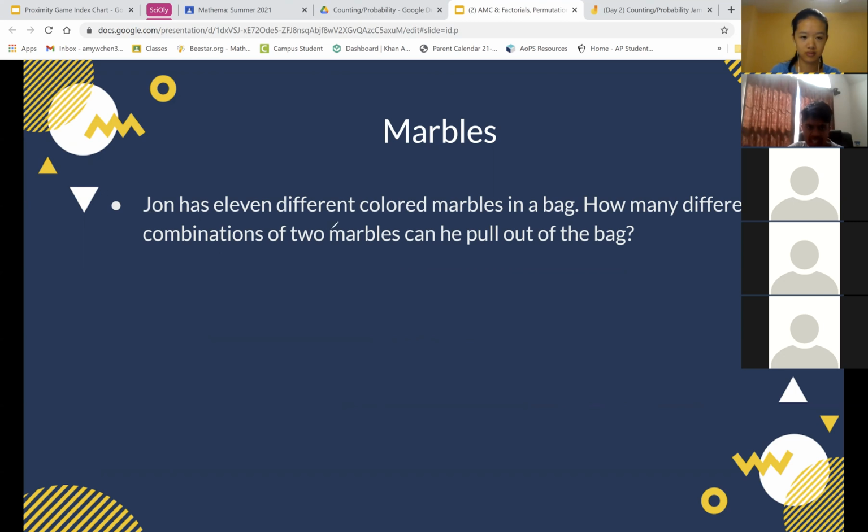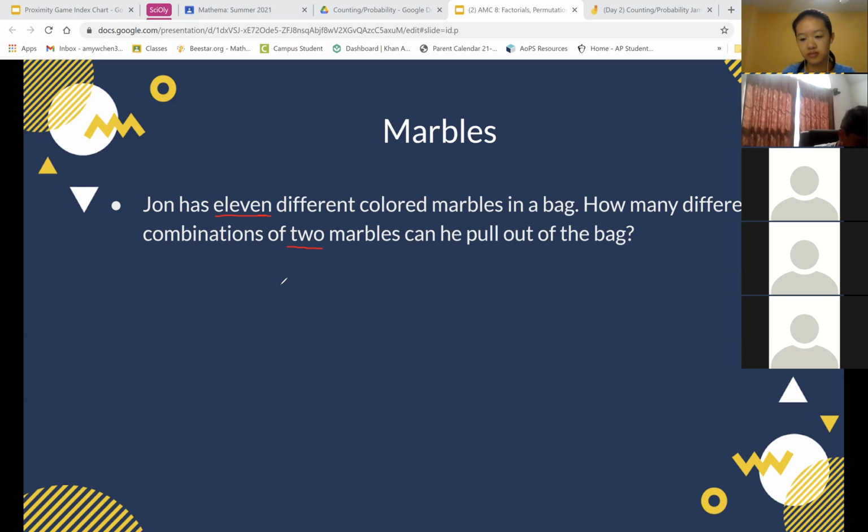John has 11 different colored marbles in a bag. How many different combinations of 2 marbles can you pull out of the bag? So remember, each one is a different color. Okay, so we got an answer. Mani, do you want to explain how you got your answer?